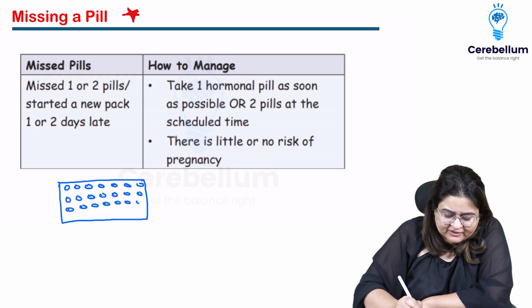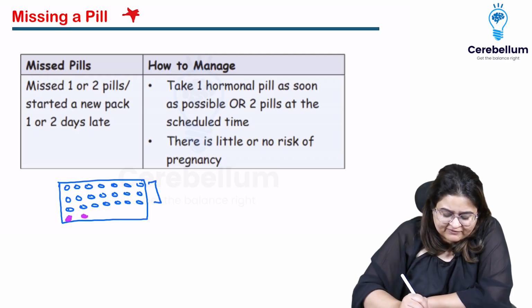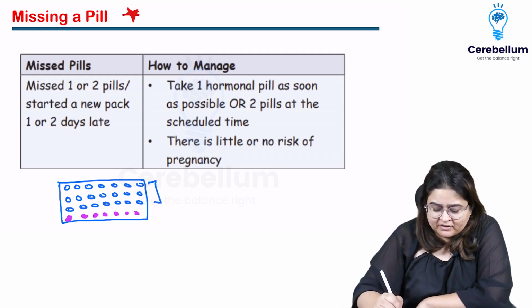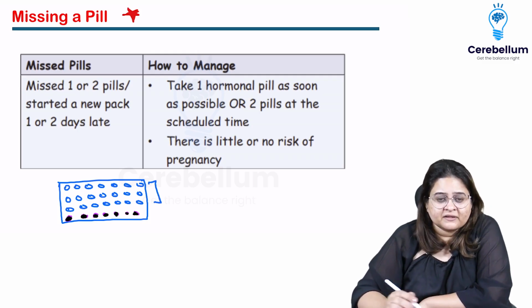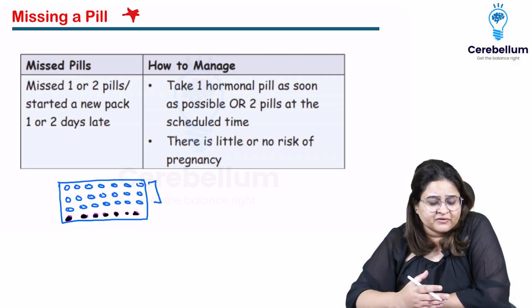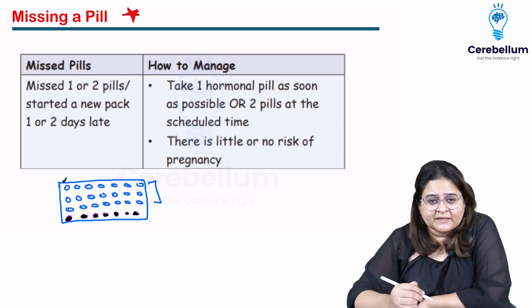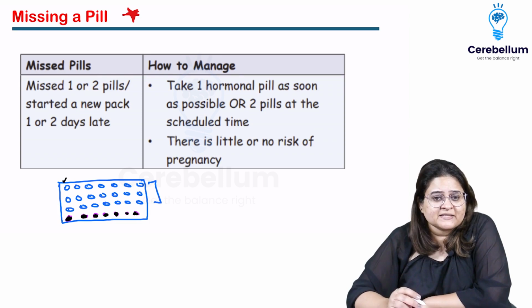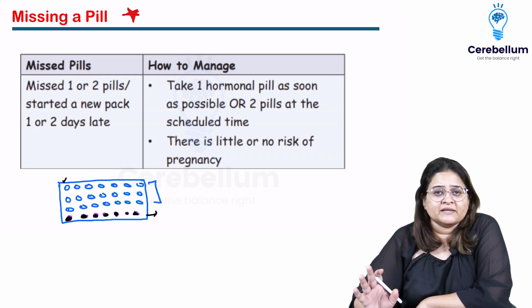So you have 21 hormonal tablets, and then you have 7 black colored iron tablets in the packet. This is how the packet looks like. I'll draw it as black only. Okay, now the woman is supposed to start taking the pill. Usually we tell them anywhere between the first and fifth day of the menstrual cycle, she starts taking a pill. She takes 1 pill every day, 21 days of hormonal pills, and then 7 days of iron tablets, and then she starts a new packet on the 29th day.